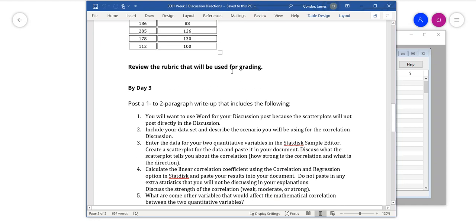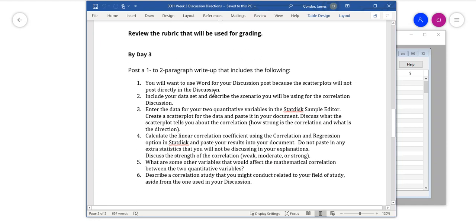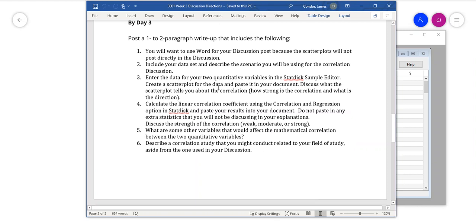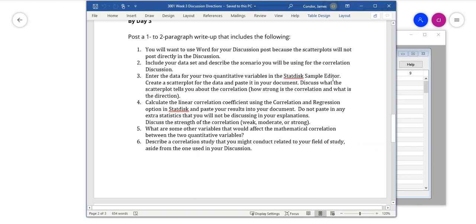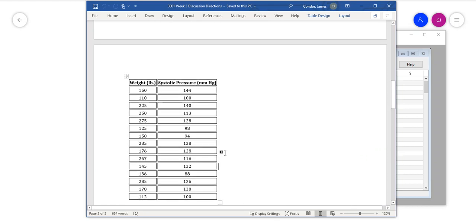So by day 3, you're going to have scatter plots, and they typically don't work well if you just try to put them in a discussion area. So if you open up a Word file, you can copy paste those in very easily from StatDisk. It includes your data set, right? So you want to make sure you have your set of data values.